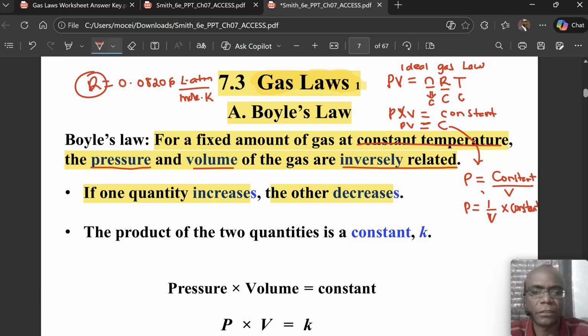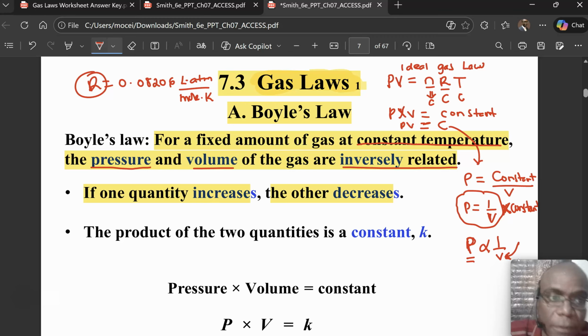See where I'm going? So now look at this. If you want to remove the constant here, we'll use a proportionality sign, like pressure is inversely proportional to volume. That is the idea. So P, the pressure, is inversely proportional to volume. So if I'm increasing the volume here, the pressure is going to go down. If I'm increasing the pressure, the volume is going to go down. So that is the relationship in Boyle's law.